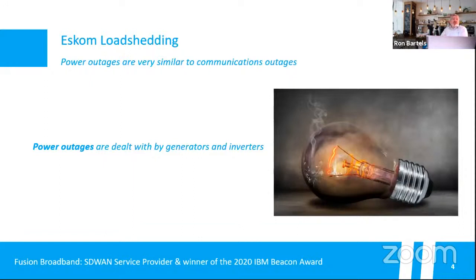So we all know about Eskom load shedding. So what I'm going to do is explain how power outages are very similar to communication outages. When we talk about Eskom load shedding and power outages, we all know that to deal with these outages, we use either generators or inverters. Generators and inverters kick in when the power fails, and we effectively provide our own power.